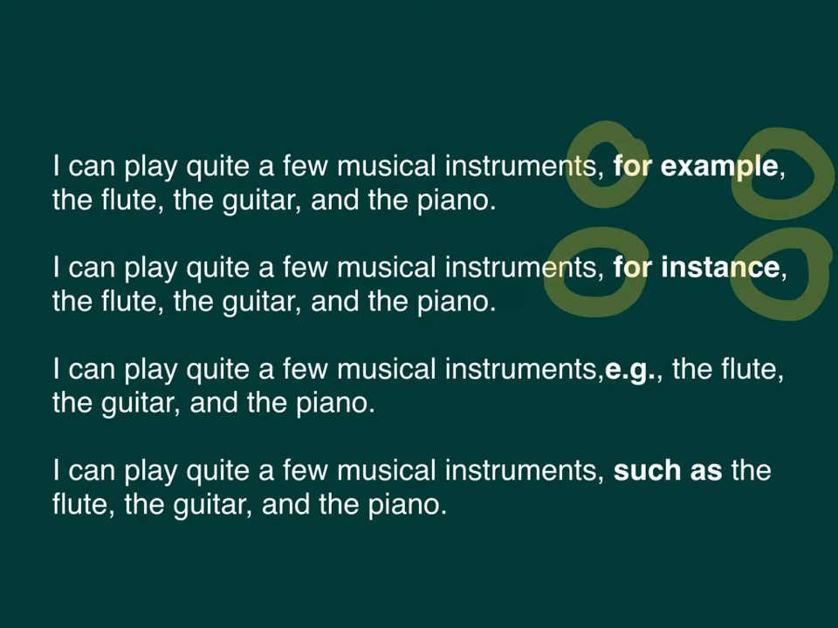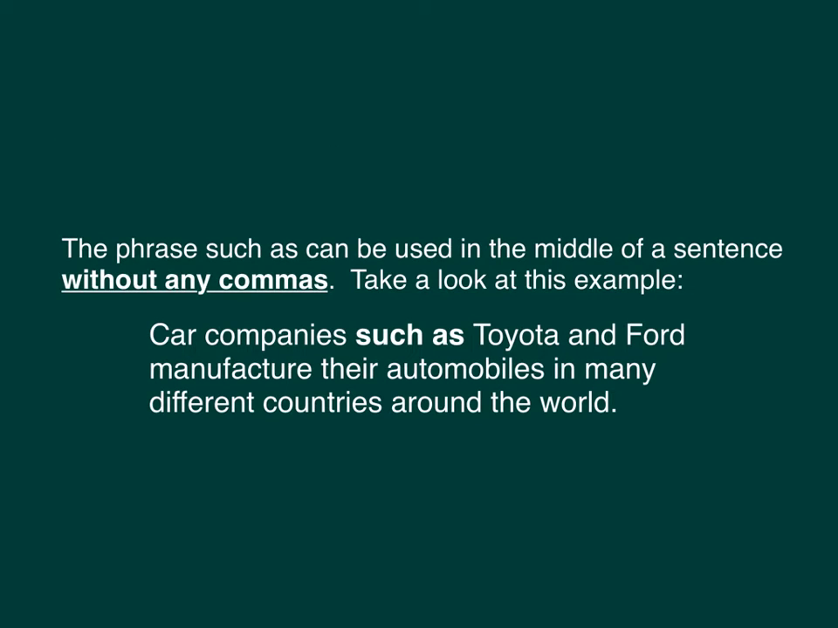The third phrase is with e.g. Now, before e.g., there's a comma, and after e.g., there's also another comma. Now when we look at the last phrase with such as, we'll see that before such as there's one comma, but after such as there is no comma. The phrase such as can be used in the middle of a sentence without any commas.